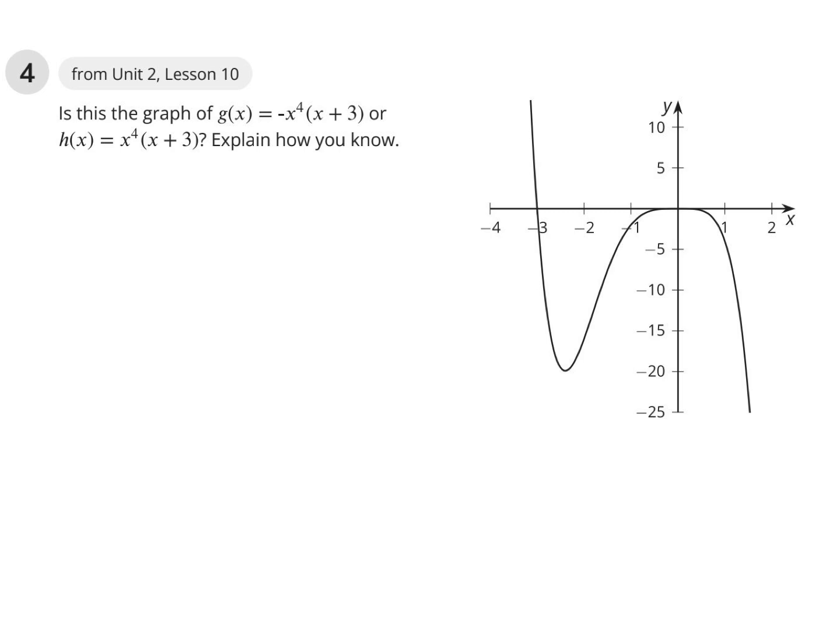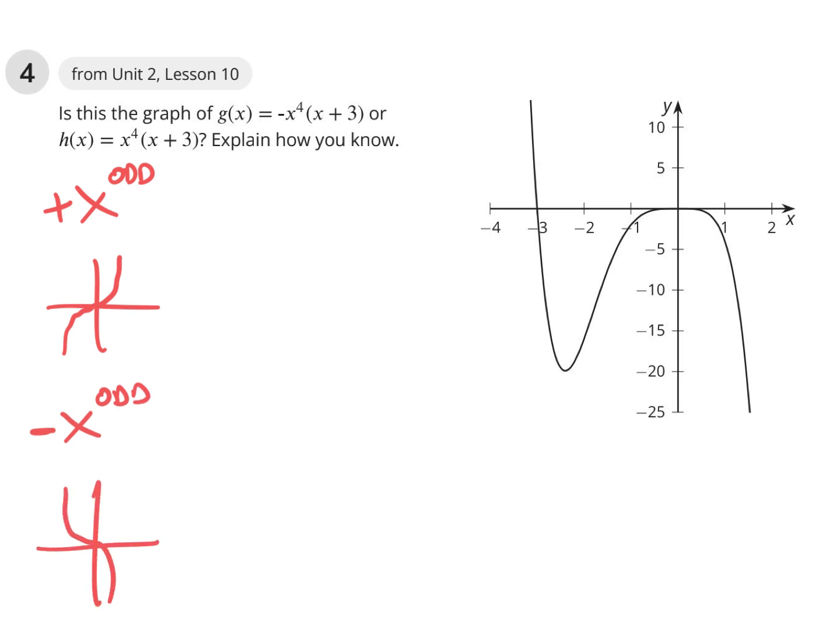Okay, in this graph, g is equal to negative 4x to the 4th times the quantity x plus 3. How do we know? Well, what we do know is that if you have a positive coefficient and the exponent is odd, it starts low, it ends high. If you have a negative coefficient and an odd exponent, it starts high and ends low. So that tells me that G is the answer.